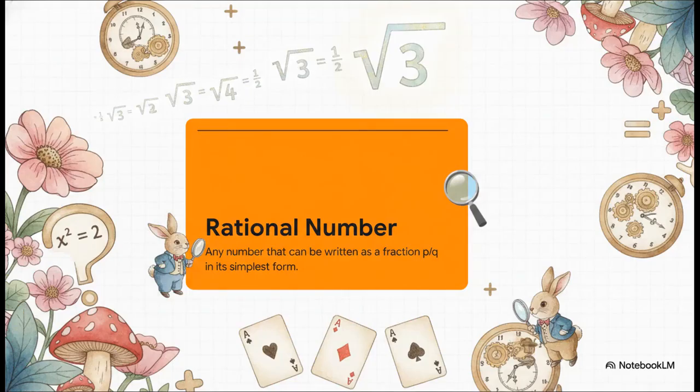So in math speak, a number that can be written as a fraction is called a rational number. And the key thing to remember here is that you can always boil any fraction down to its simplest form, where the top and bottom numbers don't share any factors. Like how 2/4 is really just 1/2.